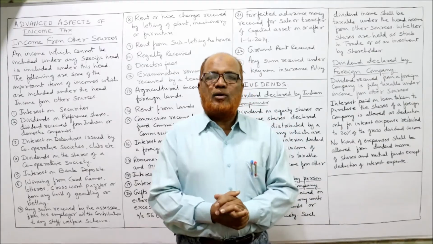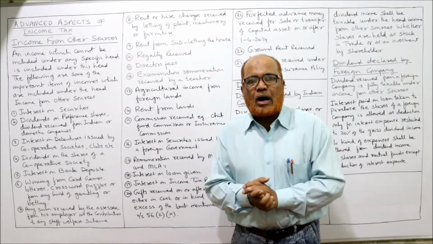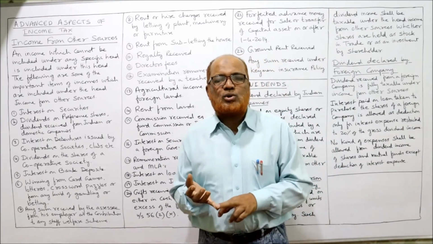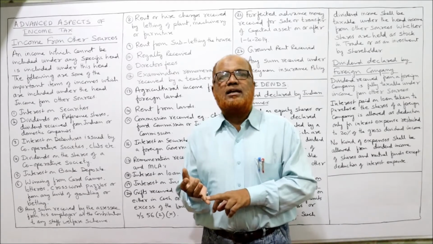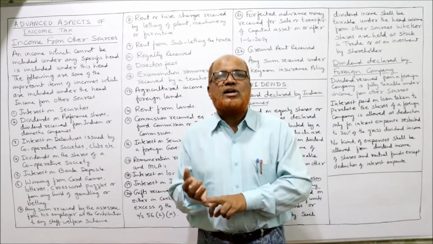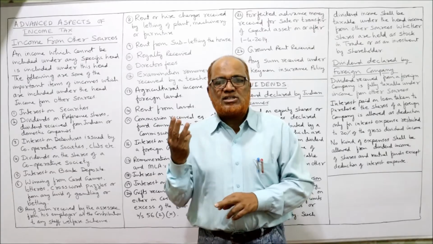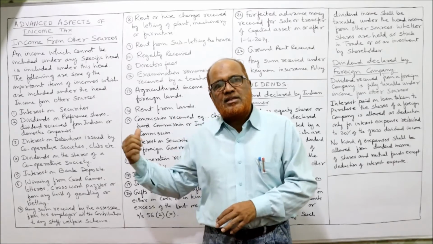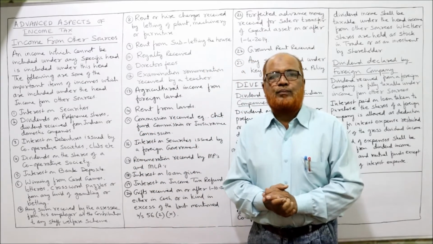Now in this second unit, I am going to explain to you about the income from other sources, agricultural income and computation of tax liability. These 3 topics I am going to cover in this unit number 2.